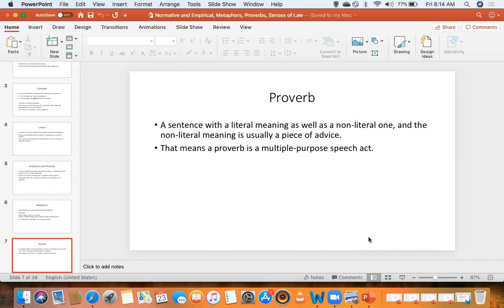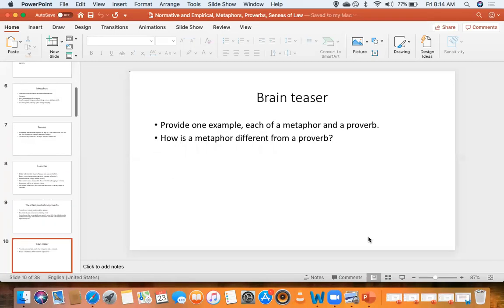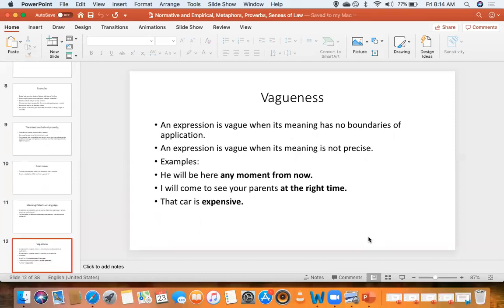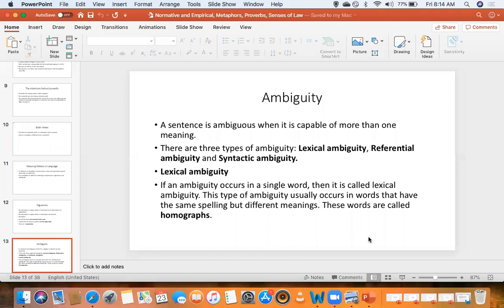Proverbs are literal statements. They have literal meaning. They also have non-literal meaning. We saw examples, and many of you can provide examples. Then we went on to look at meaning defects in language. We saw vagueness, expressions that have no boundaries of application. We saw ambiguity, expressions that are capable of more than one meaning.